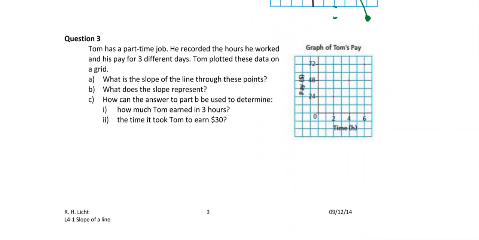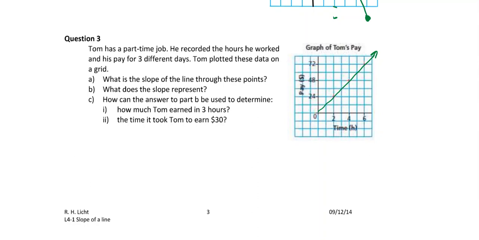Quickly, so Tom has a part-time job. He recorded the hours he worked and his pay for 3 different days. Tom plotted these data on a grid. What is the slope of the line through these points? So if you could make a line through those points, what would the slope be?